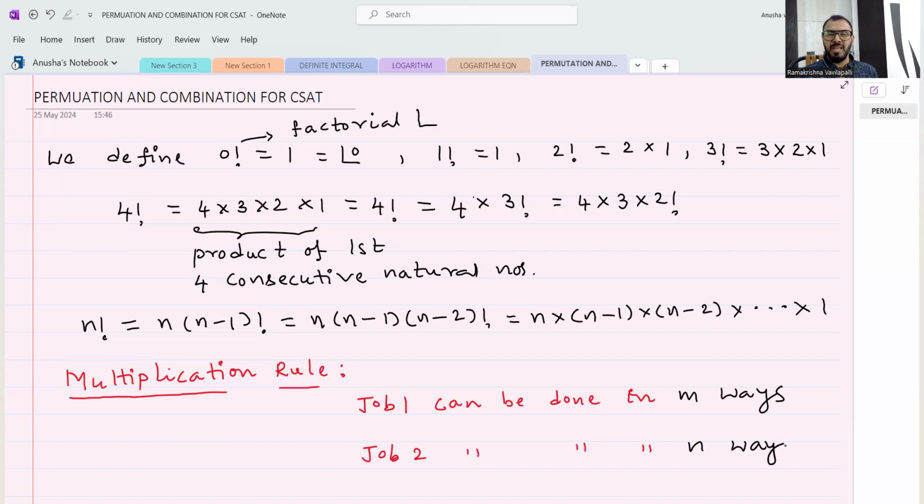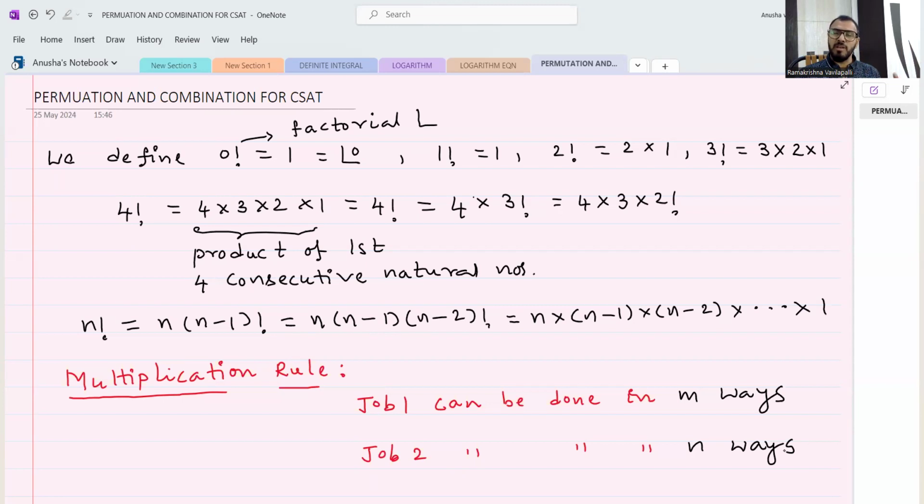Job 2 can be done in n ways. I'll give you another example. Suppose a man has 3 shirts and 4 pants. He wants to wear a shirt and a pant, right? So wearing a pant is job 1 and wearing a shirt is job 2. So these are the 2 jobs.